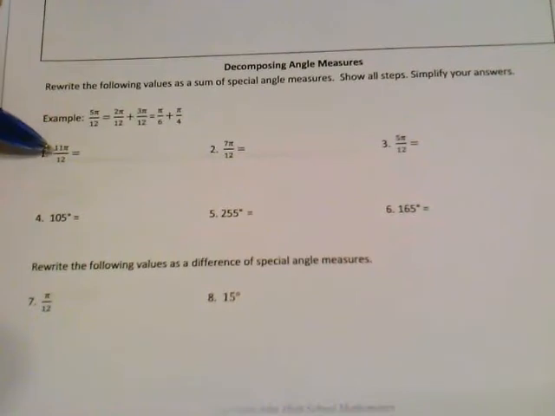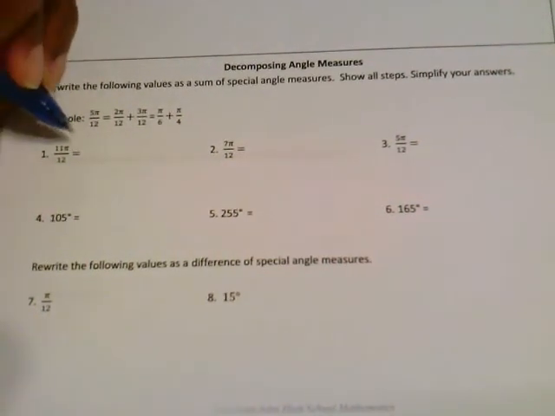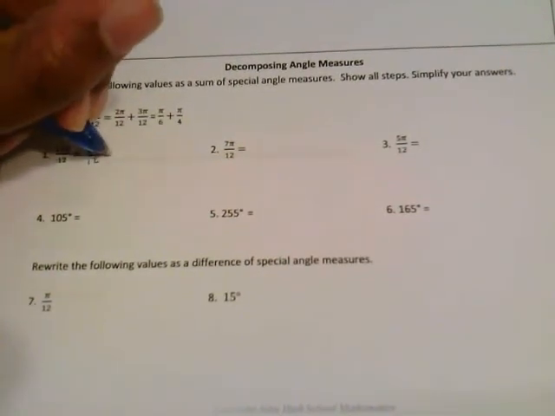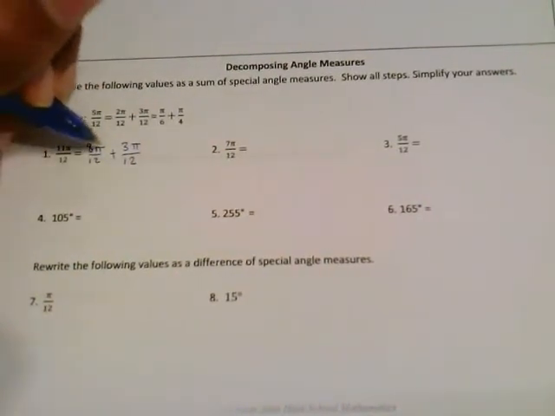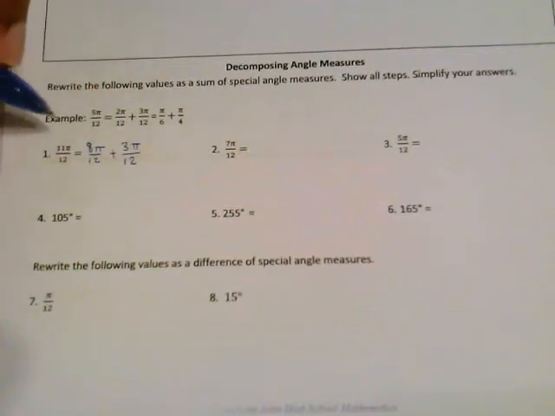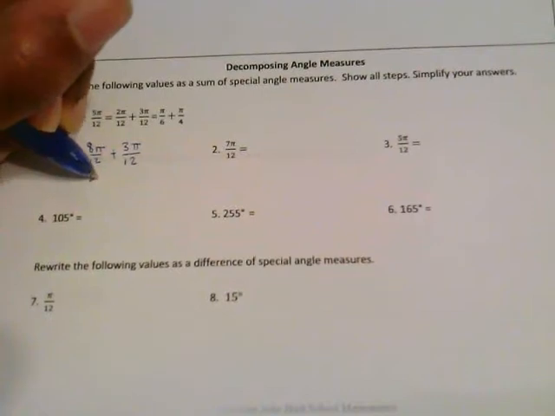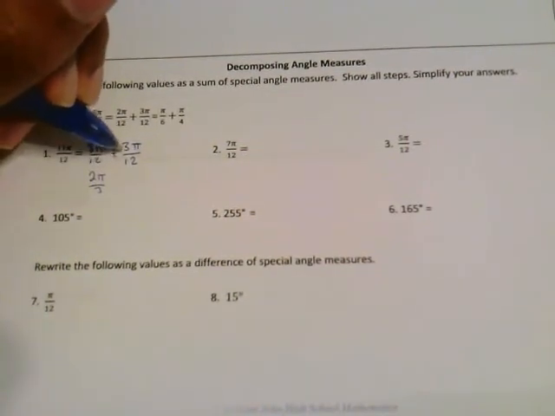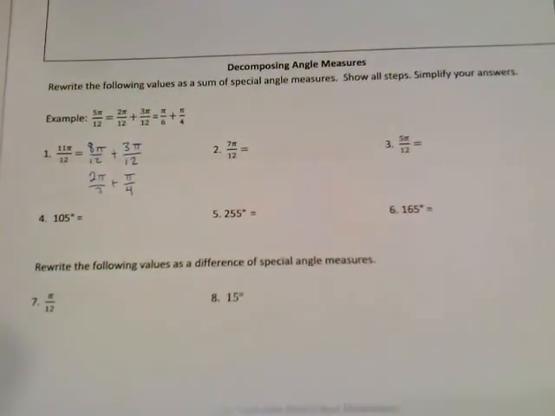So with 11 pi over 12, we can decompose it, which means to simply break it apart and change it to 8 pi over 12 plus 3 pi over 12. Now we have broken the 11 into 8 and 3, and when we simplify it, we can change the 8 pi over 12 to 2 pi over 3 because we divide both by 4, and over here we'll divide both by 3. So this will be plus pi over 4. That is how you decompose the angle measures.